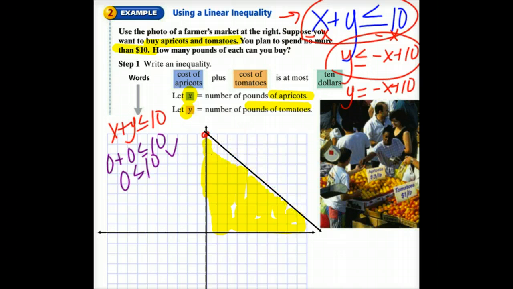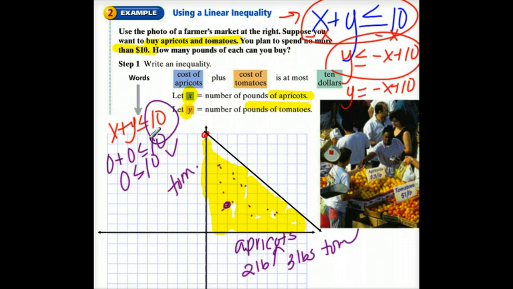There. So that means any point in this yellow region, my X was my apricots and my Y was my tomatoes. Any point will give me possible numbers of apricots and tomatoes that I can buy at the market. For example, if I pick this point, that's over 2, so I can get 2 pounds of apricots, and it's up 3, and I can get 3 pounds of tomatoes, and I will be under my 10-pound limit.